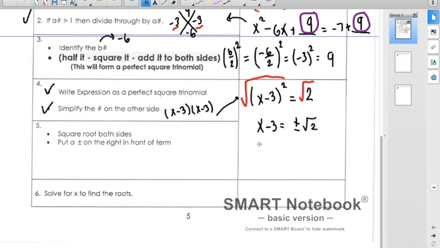Alright, and then I'm just solving for x. Well, how do I get x by itself? Add 3 on both sides. So x equals 3 plus or minus the square root of 2. That's my answer. I can't simplify this anymore. That's it.